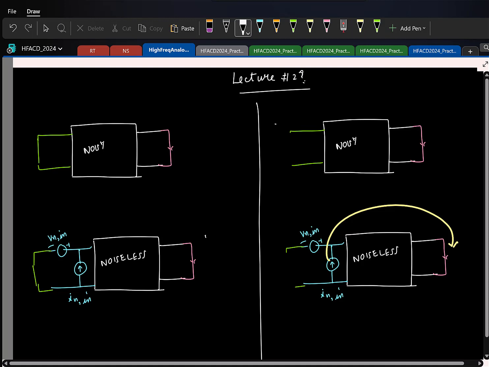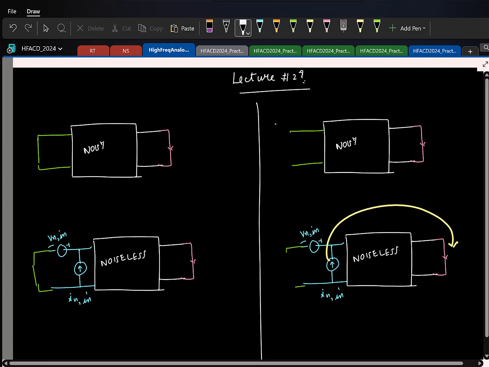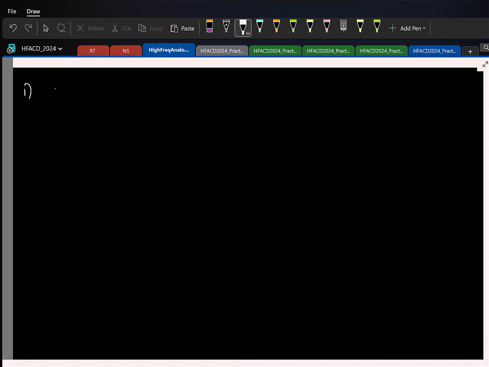And so here we can observe that if the input resistance of the two-port network is infinity, to model the noise generated, you only need the voltage source. That is one nice thing to take away. So if the input impedance is infinity, then only Vn in is enough to model. And if you still try to find out this current, it will come out to be 0.